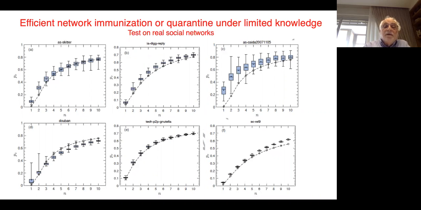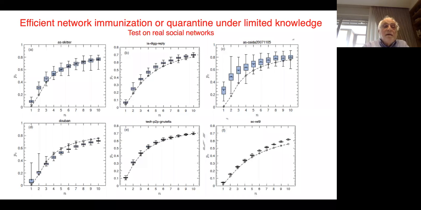Imagine that we don't have enough immunization units. We can use this system, and instead of needing 75%, the difference between here and here, you will need only 20%. So you can reduce the number of units needed to immunize the people by using partial, limited knowledge.